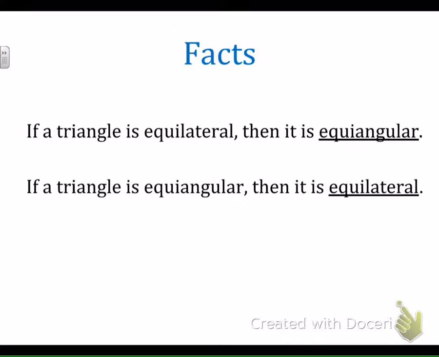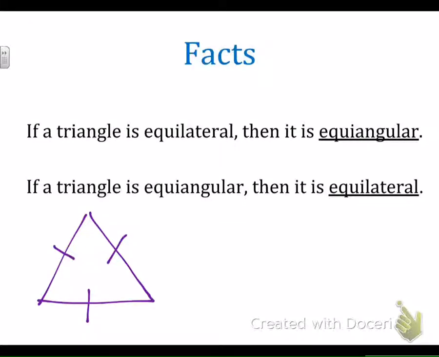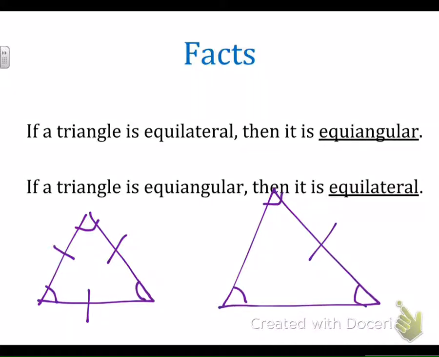Okay. If a triangle is equilateral, then it is equiangular. If a triangle is equiangular, then it is equilateral. So what that's saying is if a triangle is equilateral, so all the sides are the same, then it's also equiangular, so all the angles are the same. Then the converse of that is if a triangle is equiangular, then it also is equilateral.